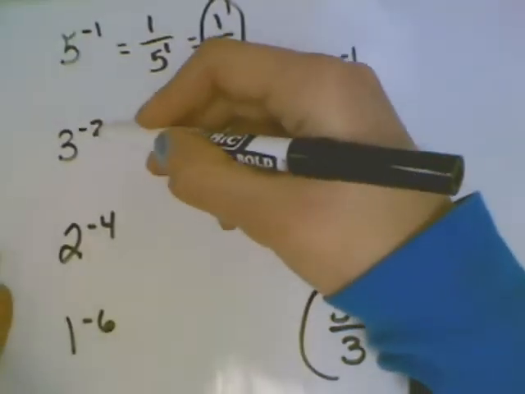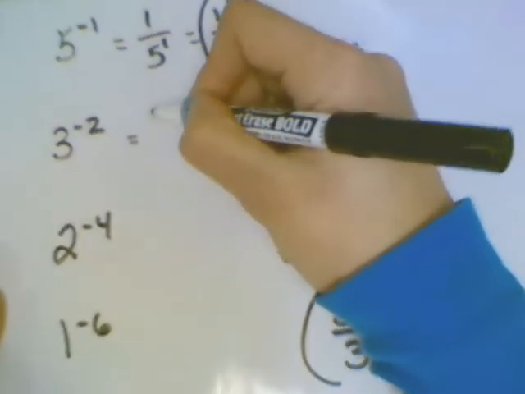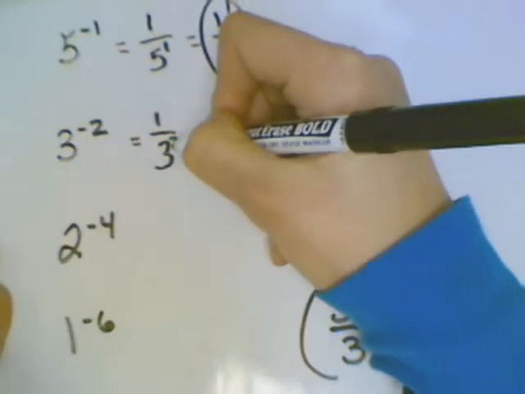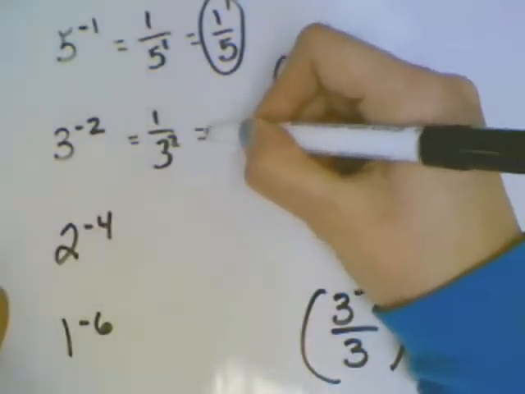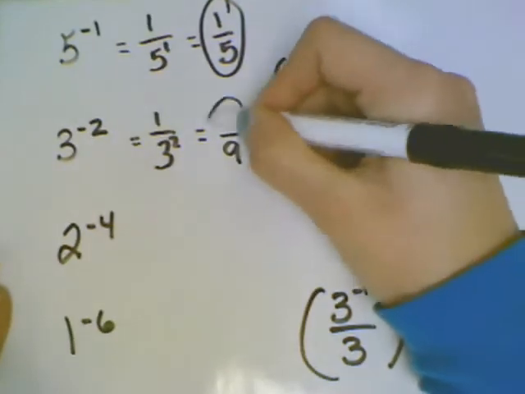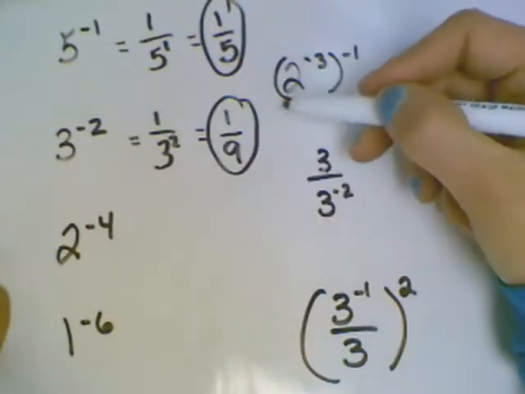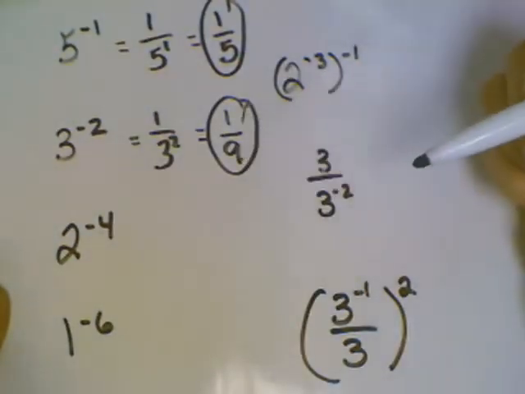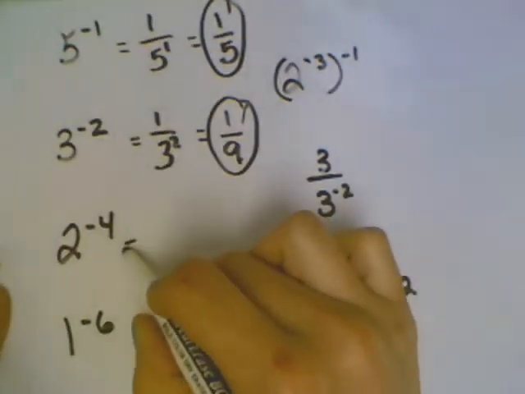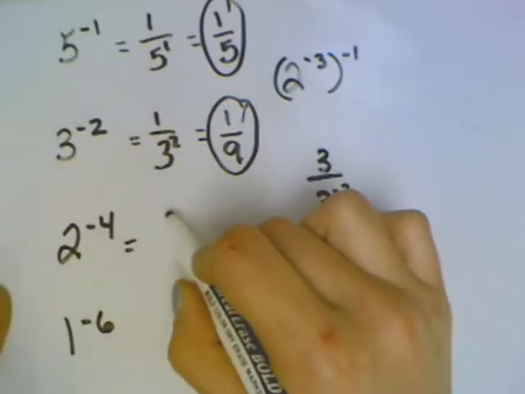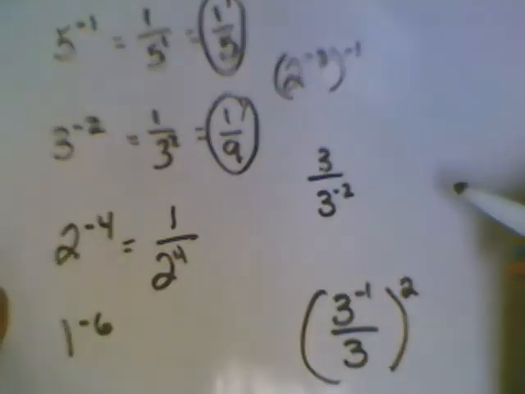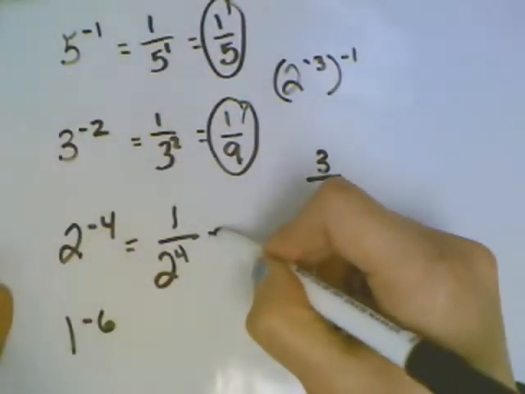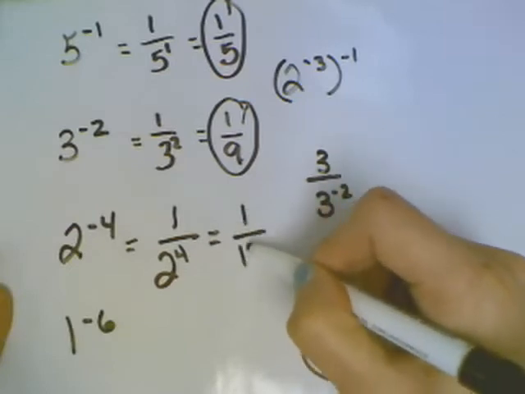3 to the negative 2 power means I am dividing by 3 twice. That's 1 over 3 to the positive 2 power. This is 1/9. I'm just thinking of what is 3 squared and making sure that I put 1 over that number. 2 to the negative 4th power is going to be 1 over 2 to the 4th. I'm going to divide by 2 four times. That's going to be 1/16.